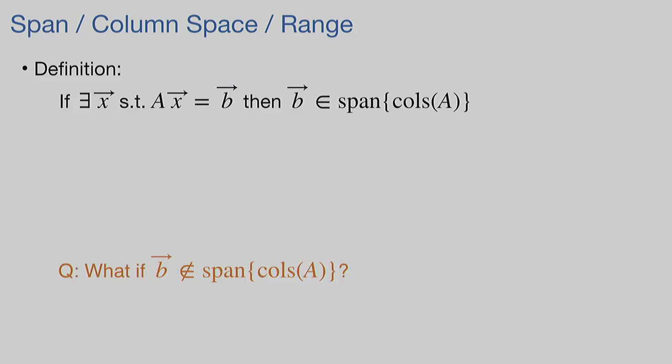Which actually leads to my question: what if b isn't in the span? That means that there is no solution for Ax equals b. That's the case when you solve Gaussian elimination in the tomography case and we saw an inconsistent set of equations. Like we couldn't solve it. That means that b is not within the span of the columns of A.